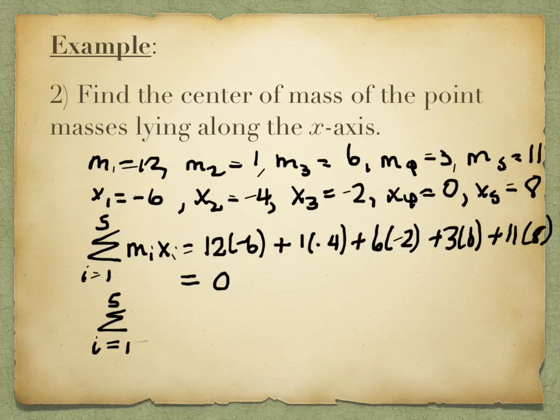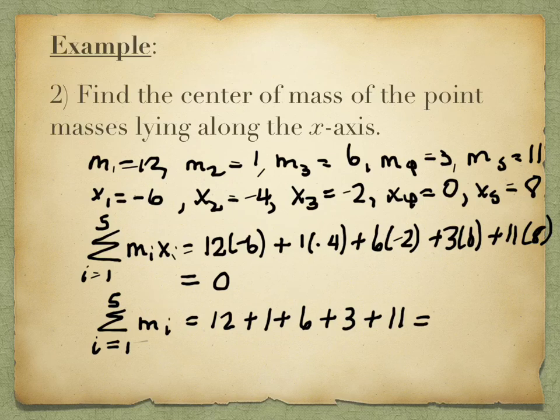And we'd also like to find the summation, because in general it won't be 0, from i equals 1 to 5 of simply the masses, that is the total mass. So that's just a matter of adding up the 12 plus 1 plus 6 plus 3 plus 11, which gives us a total mass of 33.